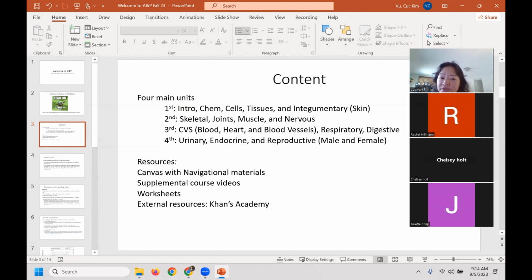There are a lot of external resources as well, Khan Academy and a lot of others. And if you do find any, let me know. I'll email it to the rest of the class. And then we'll just share any great resources that we have amongst all of us. Any questions?